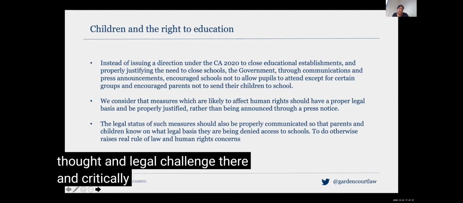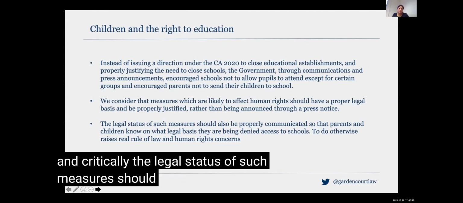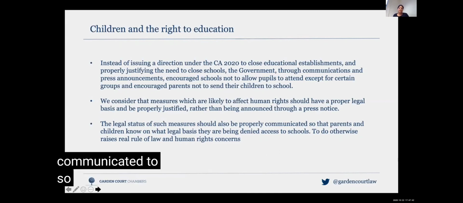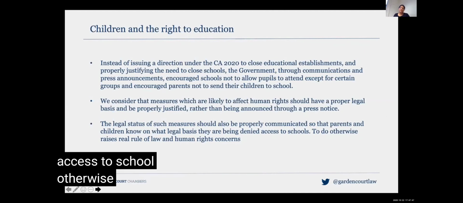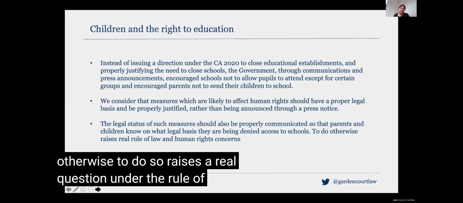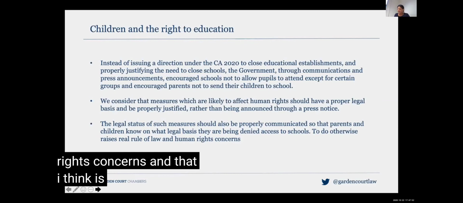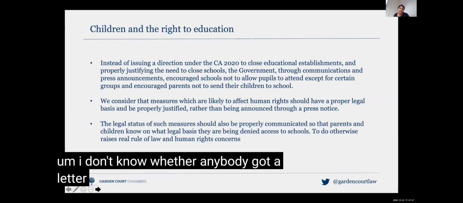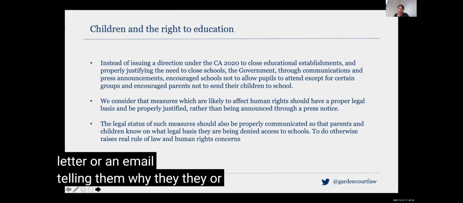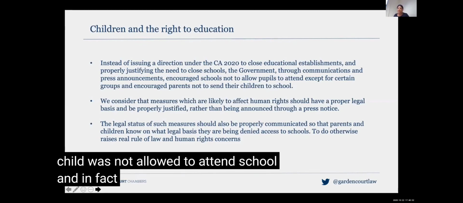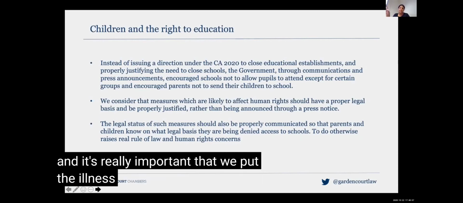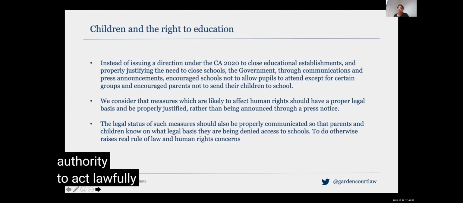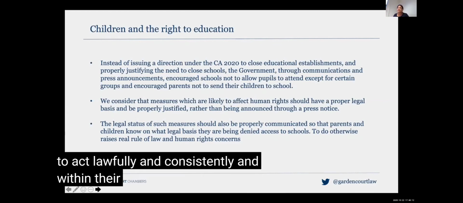And critically, the legal status of such measures should be communicated so that parents and children know on what basis they're being denied access to school. Otherwise, to do so raises a real question under the rule of law and human rights concerns. And that, I think, is absolutely critical. I don't know whether anybody got a letter or an email telling them why they or their child was not allowed to attend school. In fact, I didn't see any communications like that. And it's really important that we put the onus back onto the public authority to act lawfully and consistently and within their powers.